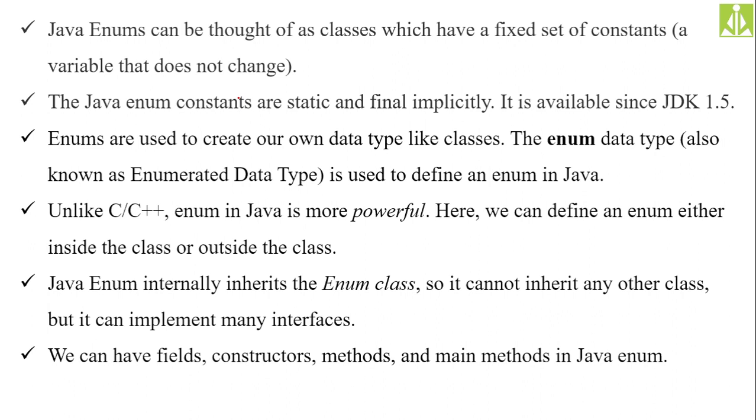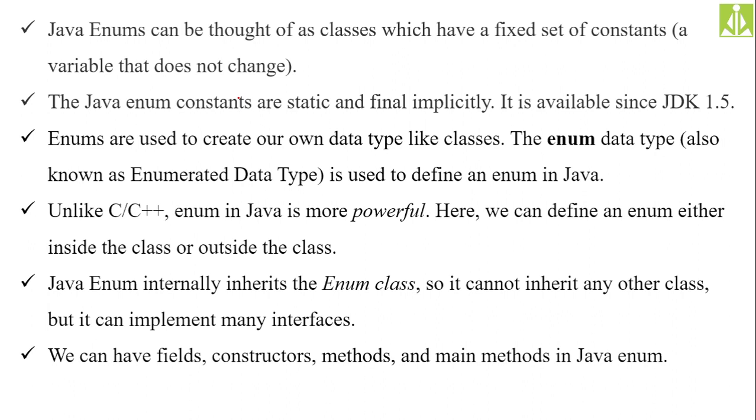Okay, it is available since Java 1.5. Okay, in the 1.5 version, we have enumerators in Java programming. Enumerators are used to create our own data types like classes. This is also a means to create enumerators.